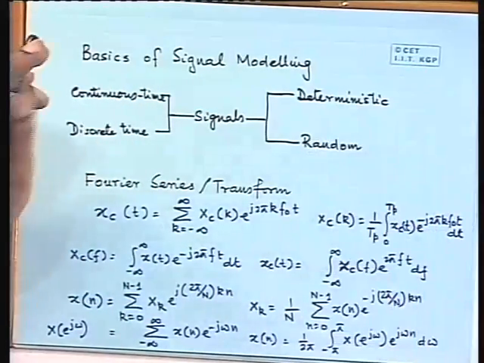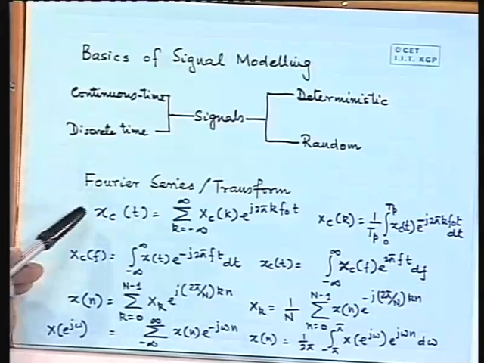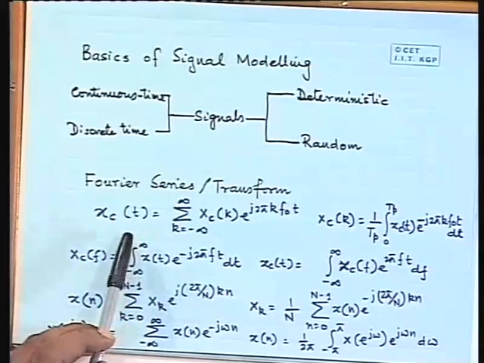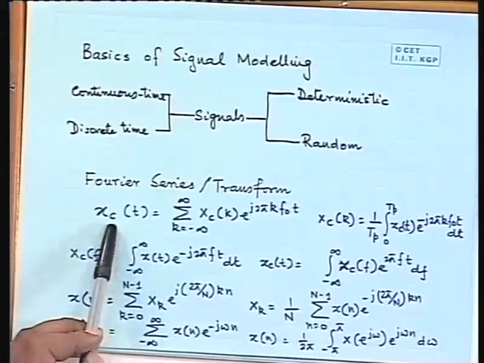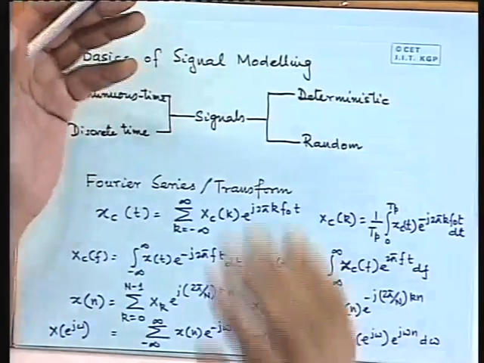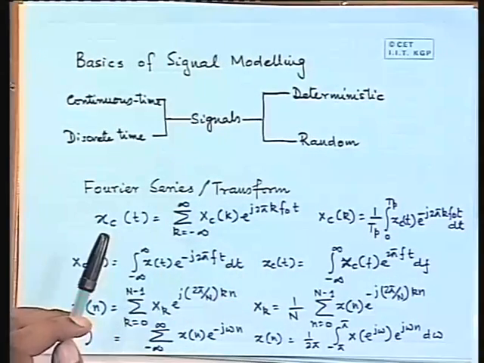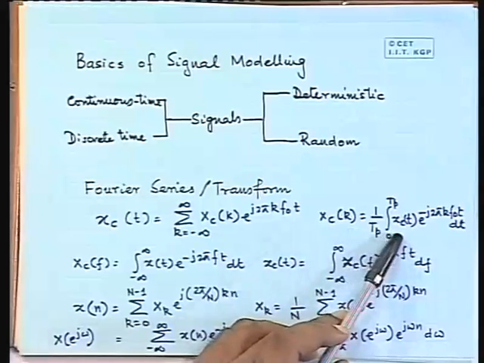Right. Now, this is just to recap. Signals can also be classified as periodic and aperiodic, let us say. This is one of the earliest signal models that we learned in our engineering. If you have a periodic continuous time signal, then it can be expressed as a Fourier series, and the Fourier components can be obtained from this integral.